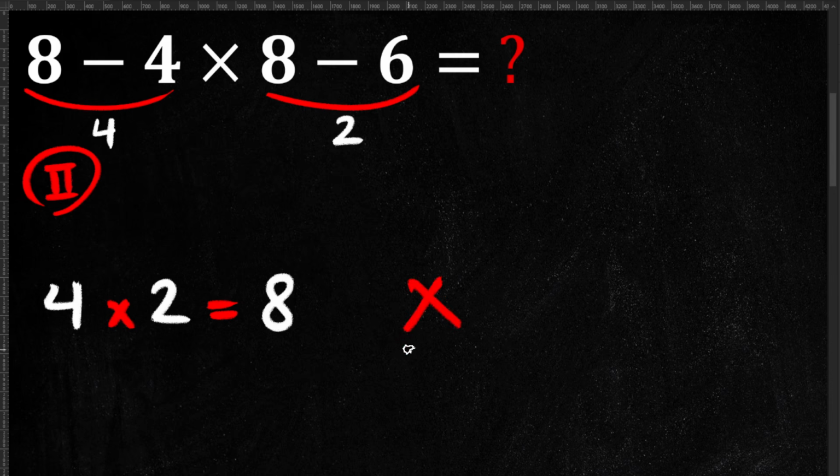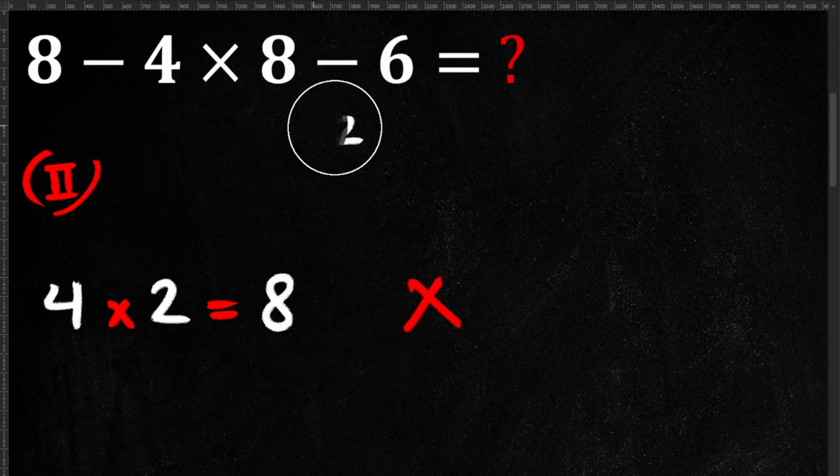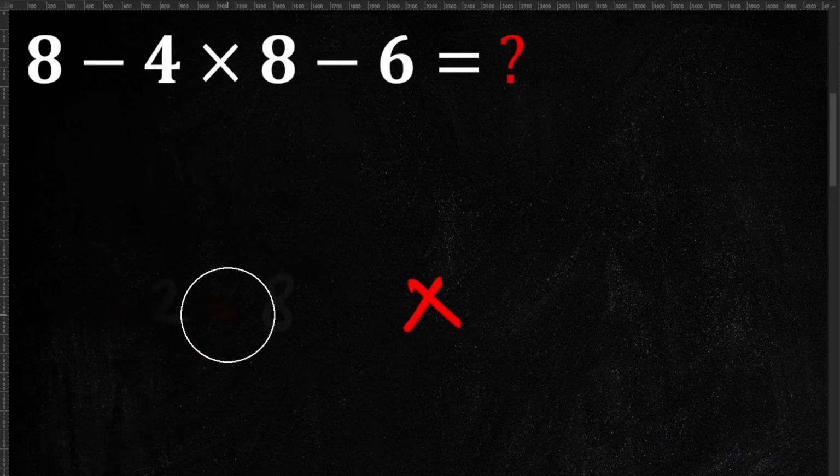Why? Because the original expression is not written as open parenthesis 8 minus 4 close parenthesis times open parenthesis 8 minus 6 close parenthesis. There are no parentheses. The expression cannot be rearranged like that. Now let's solve it correctly.